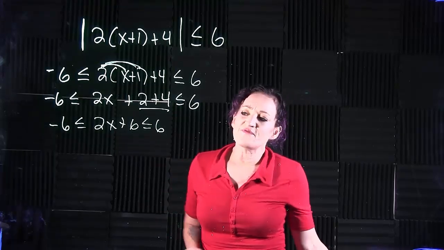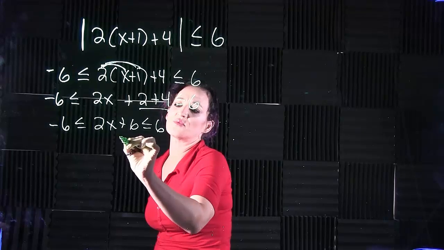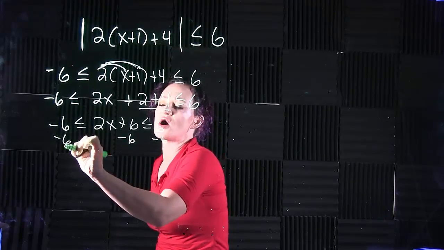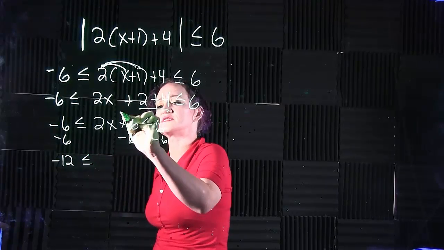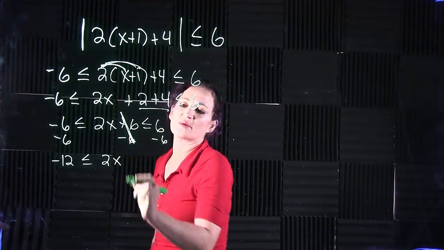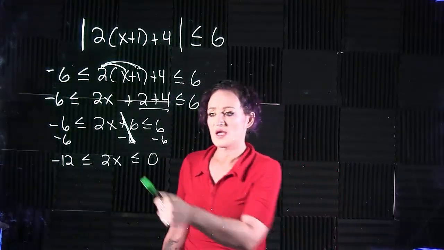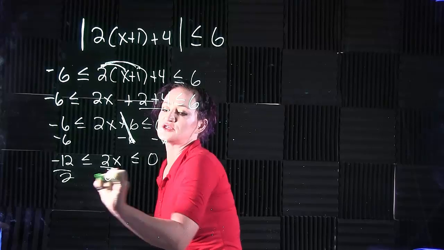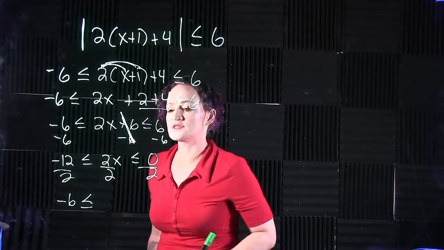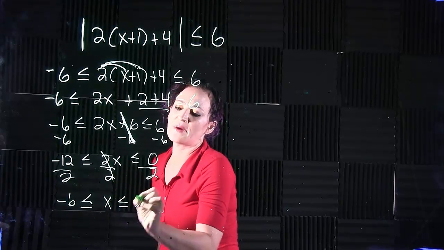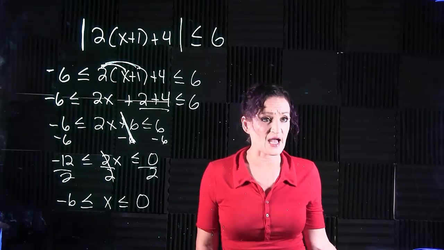Once everything is simplified, now we can start moving things around. We have this plus 6 we need to get rid of, so we are going to subtract 6 on all three sides. We get negative 12 on the left. The 6's are going to cancel in the middle, so we can drop down 2x. And then we get a 0 on the right-hand side. Divide everything by 2. And on the left we get negative 6. Drop down your symbol. We get x by itself in the middle, which is what we want. And we get 0 on the right-hand side.